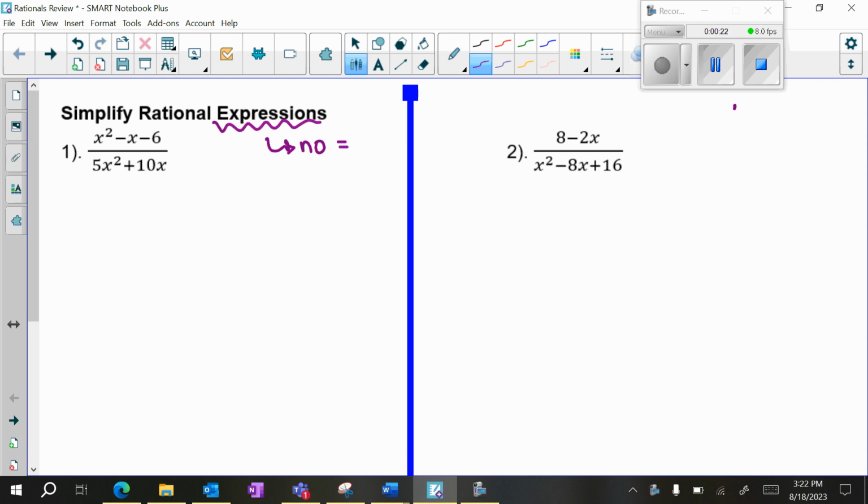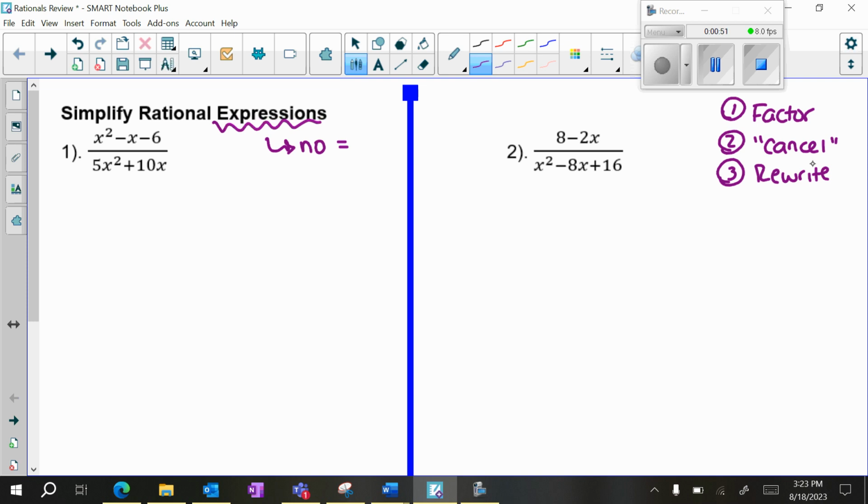Whenever you simplify, you want to factor everything completely in the numerator and the denominator as much as possible. Then you are going to cancel or divide any common factors, and then you are going to rewrite your expression. So if you want, pause the video and try each one on your own.